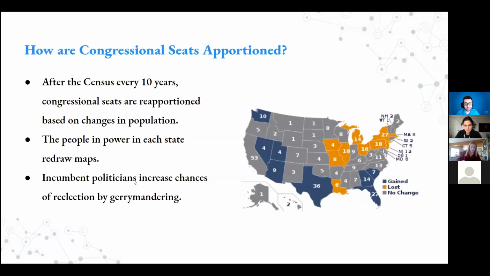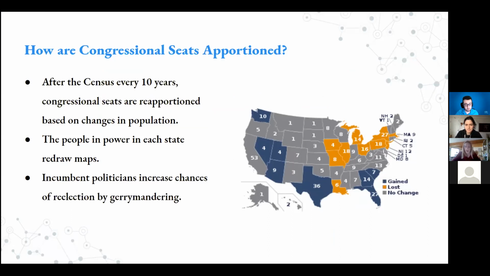Before we get into the mathy side of it, we first want to talk about what gerrymandering is and why this is relevant. So congressional seats are reapportioned every 10 years after the census, because in the House of Representatives, every state has a different number of representatives based on their population. And the census reports changes in these populations, and then the new districts reflect those changes.